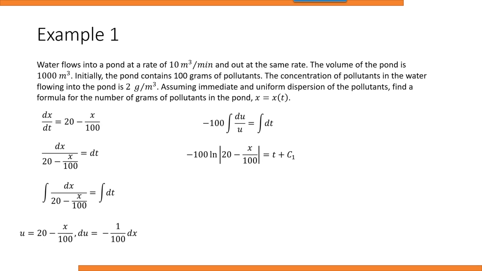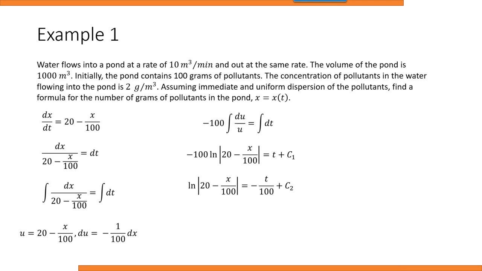So the first thing I'll do to solve for x here is get rid of the negative 100 that's out front. So I'll divide both sides of the equation by negative 100. My constant of integration changed because I divided it by a value. And now I have the natural log of the absolute value of 20 minus x over 100 equals negative t over 100 plus C2. So next is to get rid of the natural log, and I'm going to get rid of the absolute value at the same time.